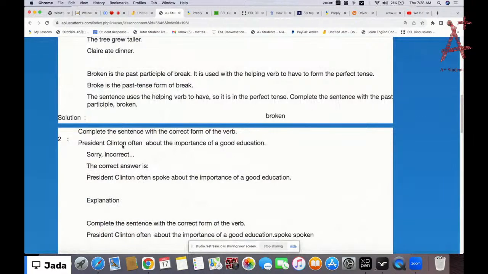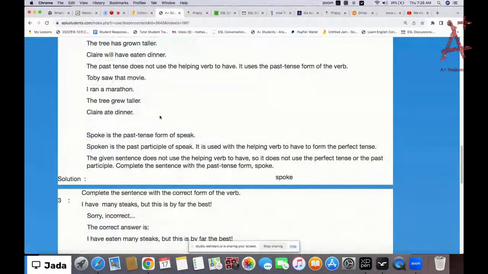All right. So, President Clinton often dash about the importance of good education. So is it often spoken? Let's see. It says that President Clinton often spoke about the importance of a good education. So spoke is the past tense form of speak. Spoken is the past participle of speak.